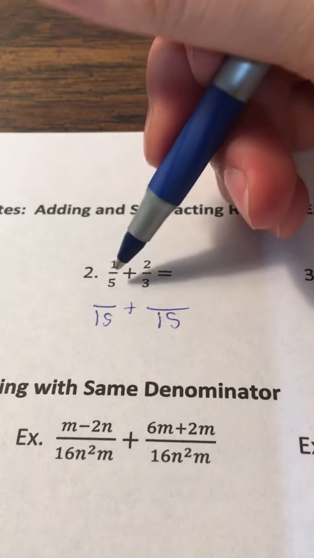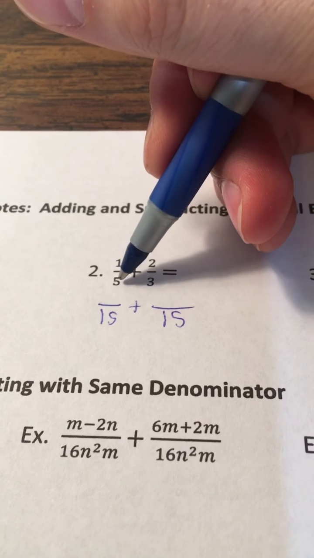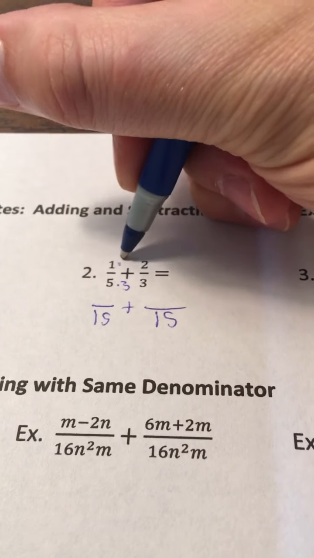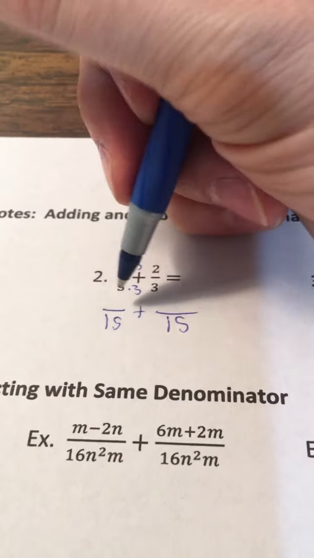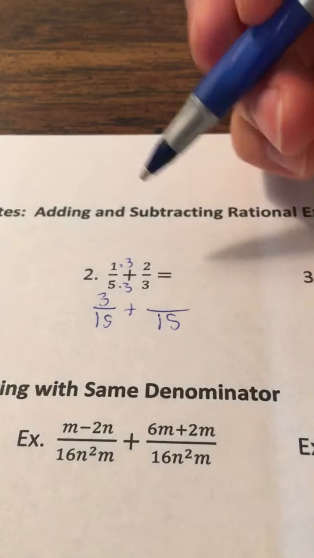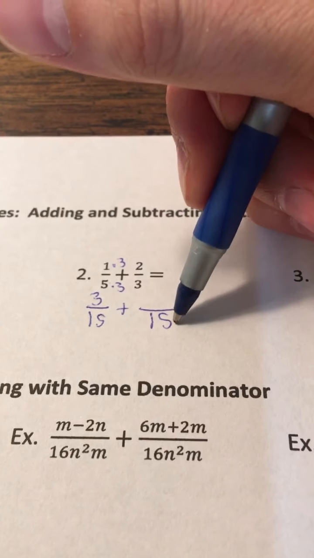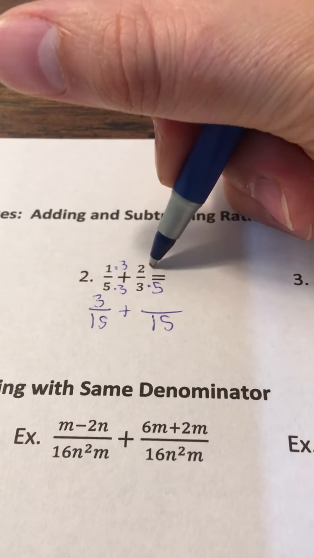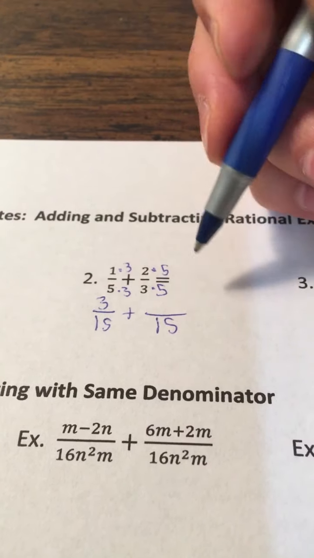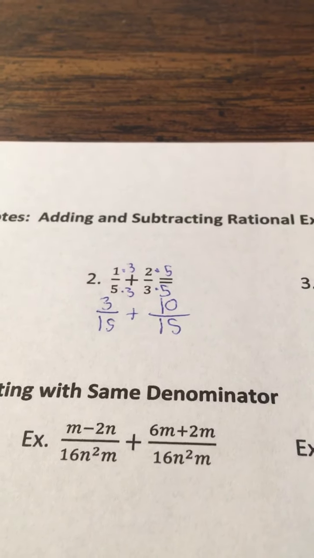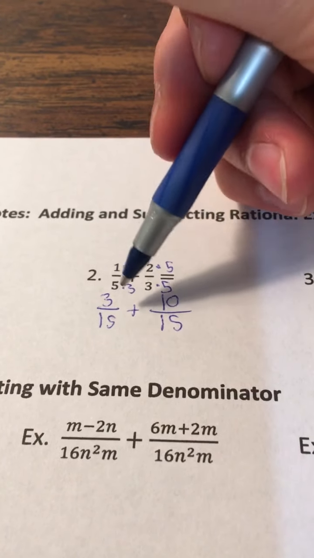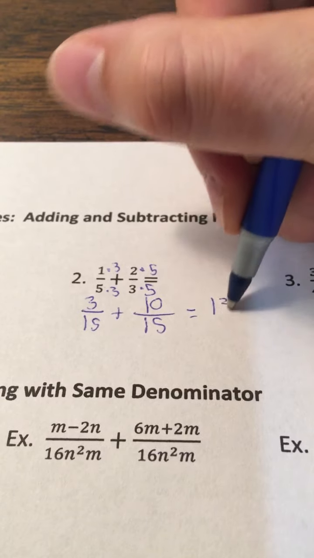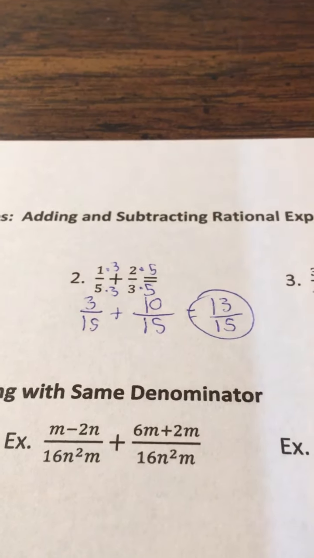And remind me again, what do you do with 5 to get 15? 5 times what? Times 3. So whatever I do to the bottom, I do to the top. So I multiply 1 times 3, turn that into 3/15. Now 2/3, what do you do to 3 to get 15? 3 times 5. So I'm going to multiply the top times 5. 2 times 5 is going to give me 10/15. And now with a common denominator, I can just add those fractions. 3/15 plus 10/15 is going to give me 13/15.